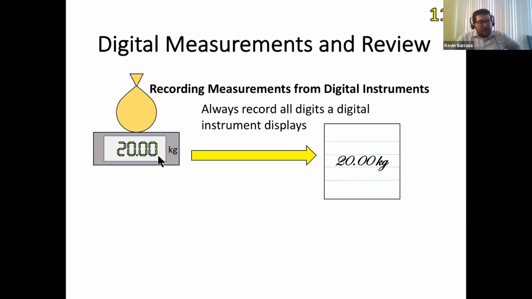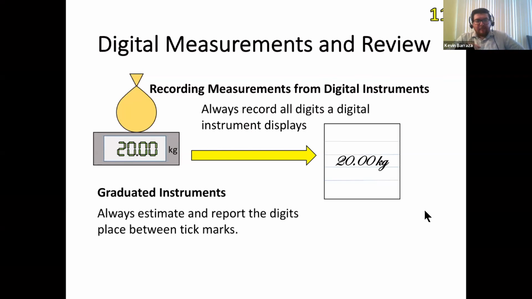That's one thing I notice when we get into the lab that you should be mindful of: whatever digits it's displaying, that's what you should write down. Don't just write down 20, don't put 20.0, but if it's telling you 20.00, that's what you should write. So the bottom line is, when you are in charge of writing the number down, if it's digital, record everything you see. If it's graduated, always count the tick marks and estimate the next digit over.